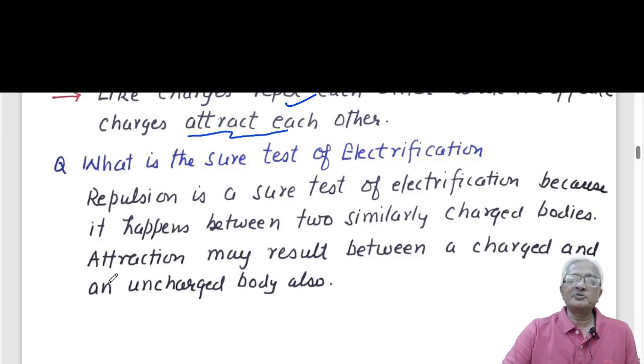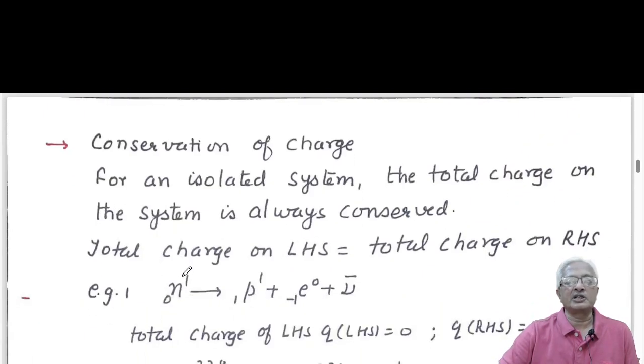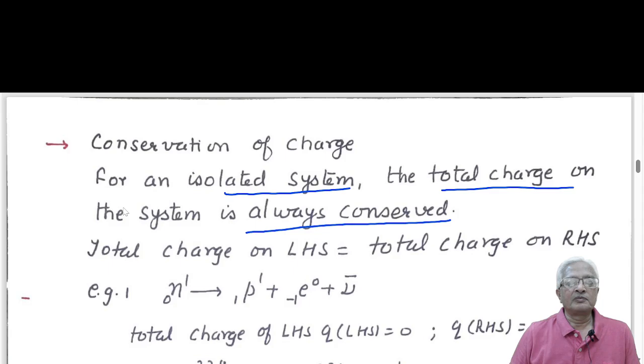Attraction may take place between two oppositely charged bodies, but also may take place between a charged body and an uncharged body. That is why we say repulsion is a sure test of electrification. Another property of the charge is conservation of charge. For an isolated system, the total charge on the system is always conserved. The total charge on the left hand side would be equal to the total charge on the right hand side.